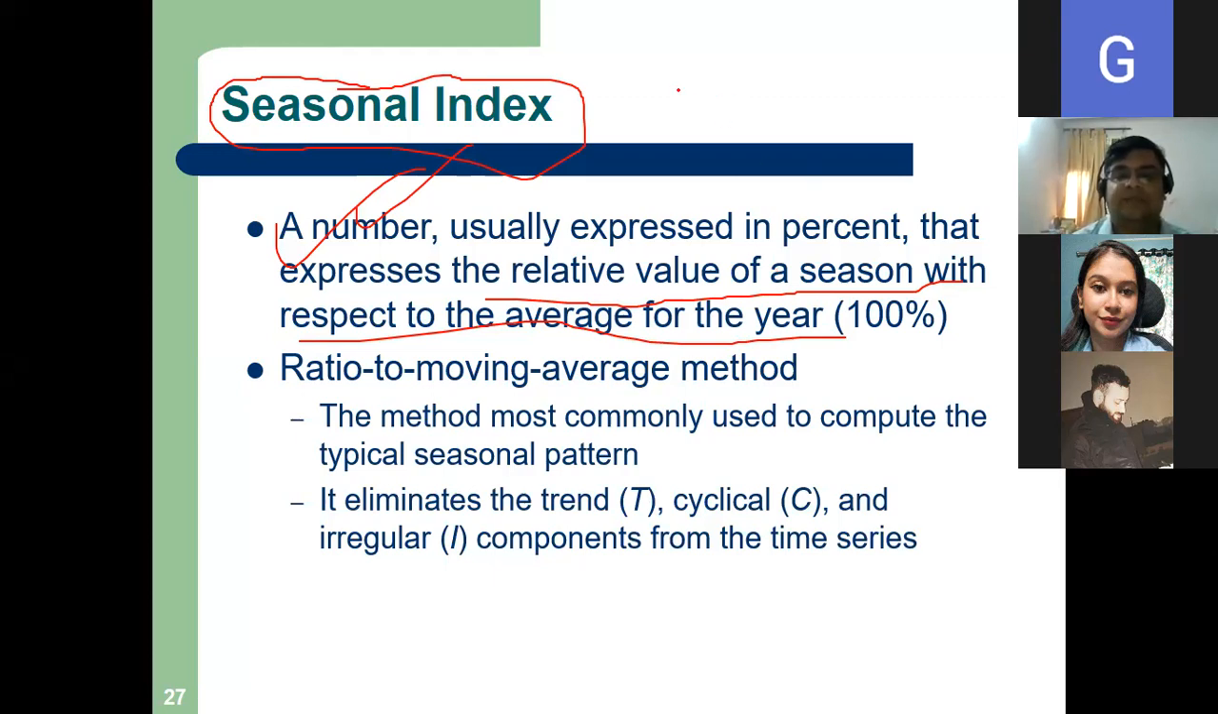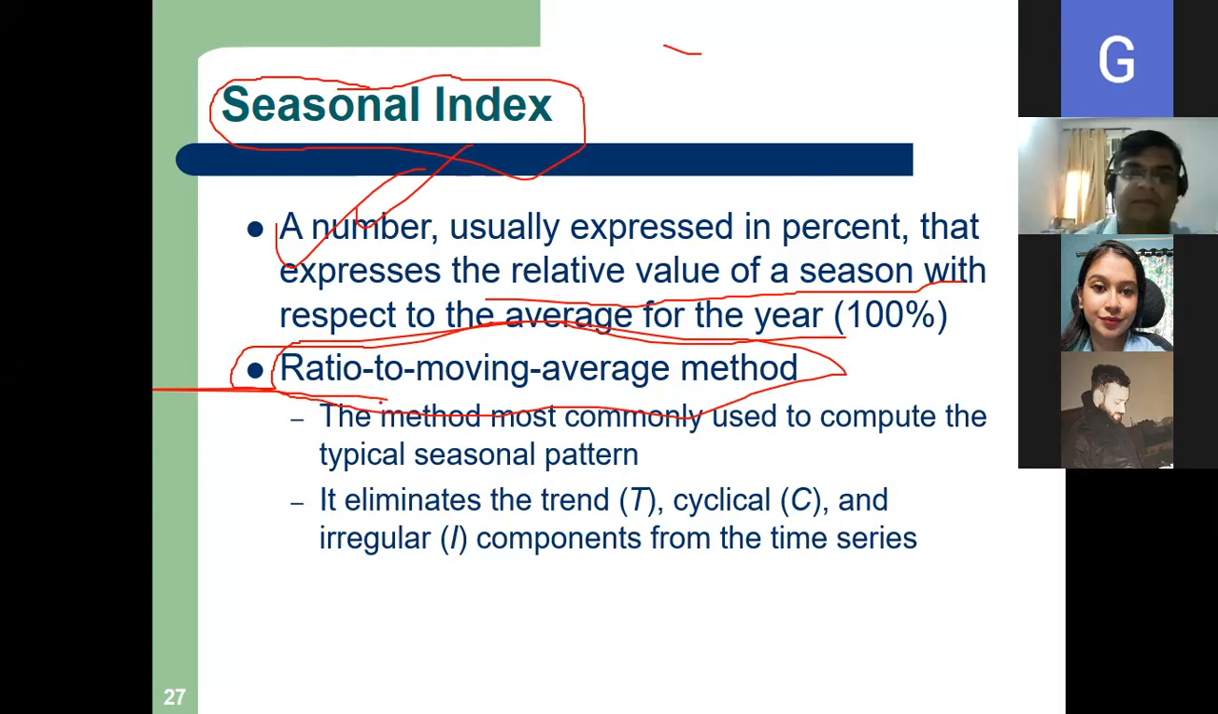Hope it is clear. We calculate it by a method. So today we will learn this method. It is called the ratio to moving average method. Okay. Ratio to moving average method.